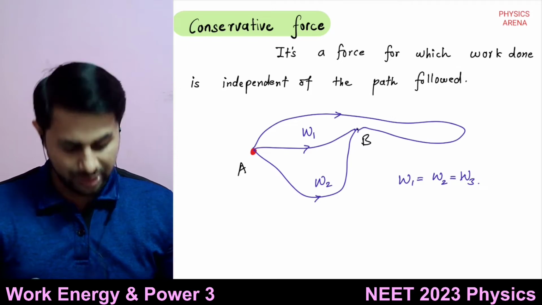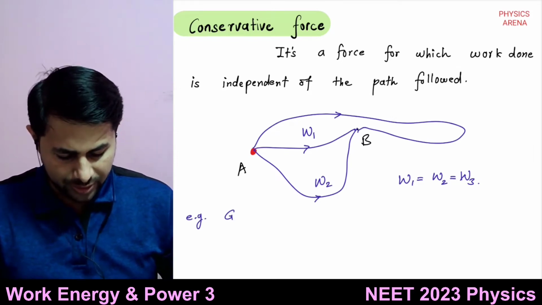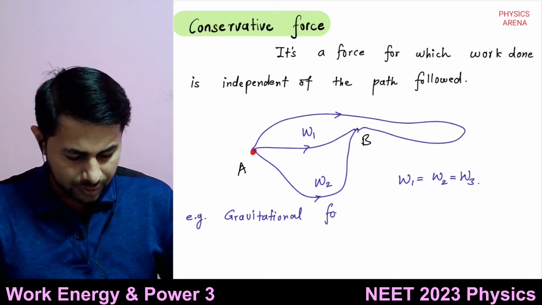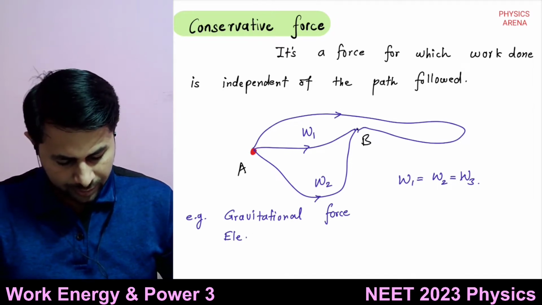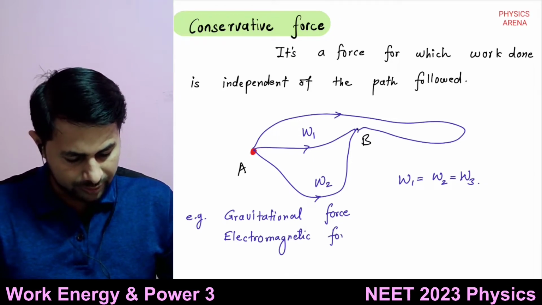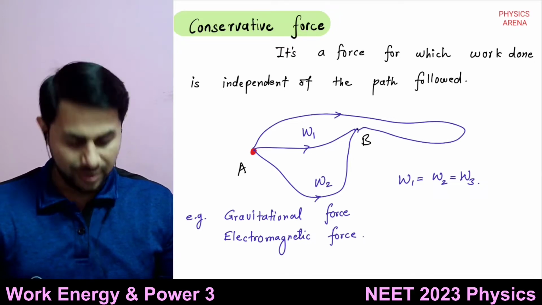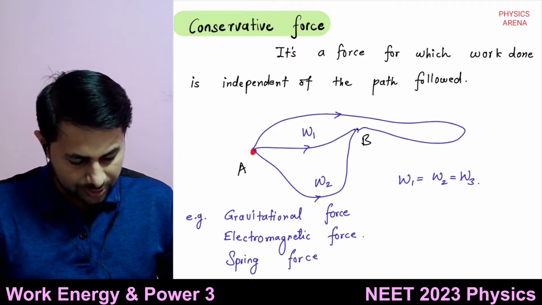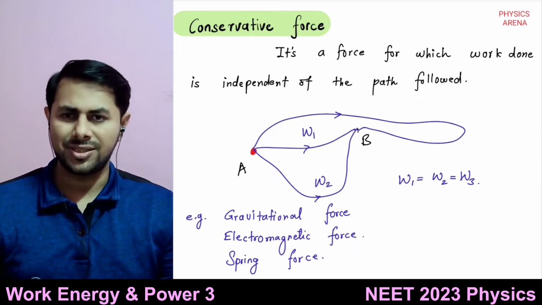Gravitational force is a conservative force. Then the electromagnetic force is a conservative force. Okay, all the fundamental forces are conservative forces. Then spring force. Spring force is also a conservative force. Okay, so this is clear.